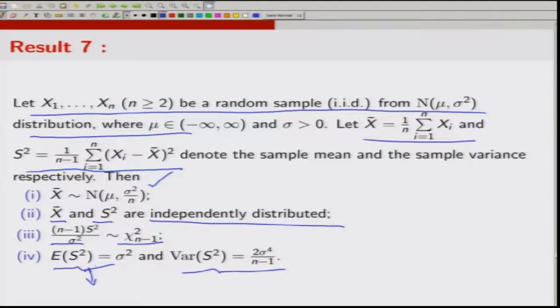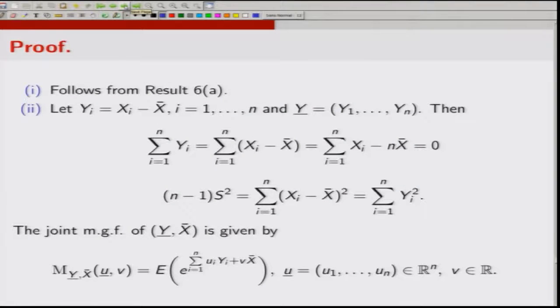Now for this result, X bar is a linear combination of the Xi's with each ai as 1 by n. So by the last result, this would be normal. So the first part follows from the last result.